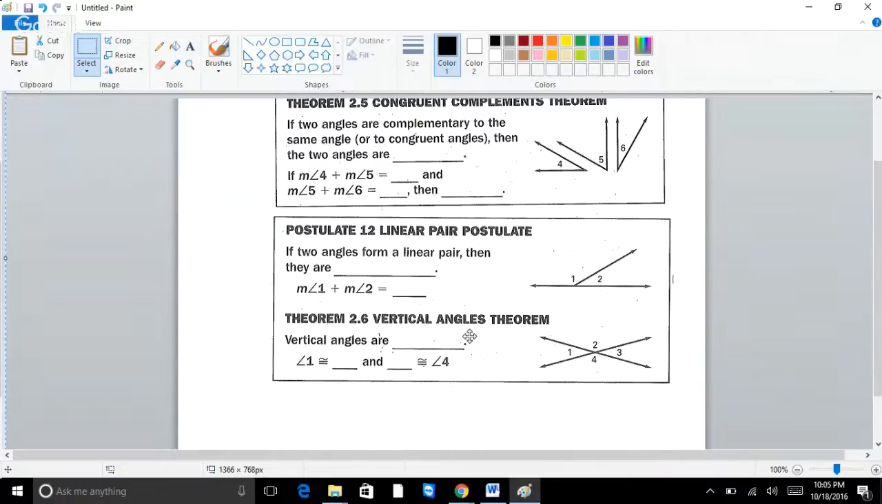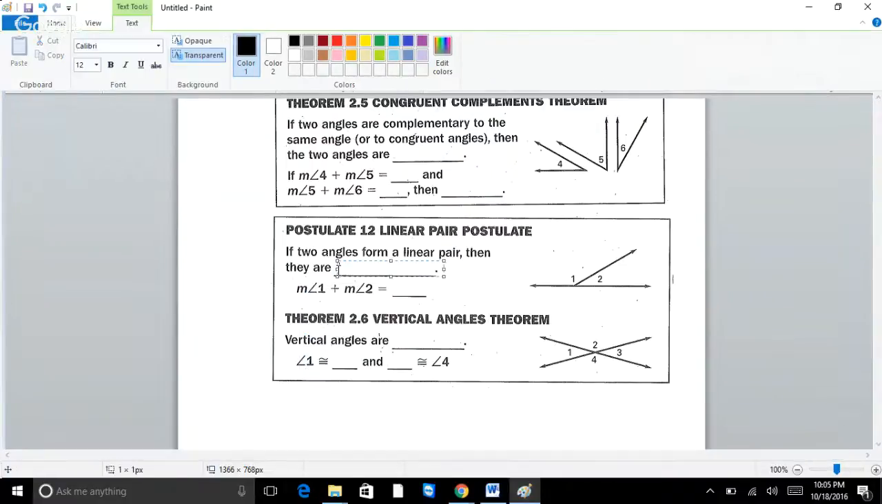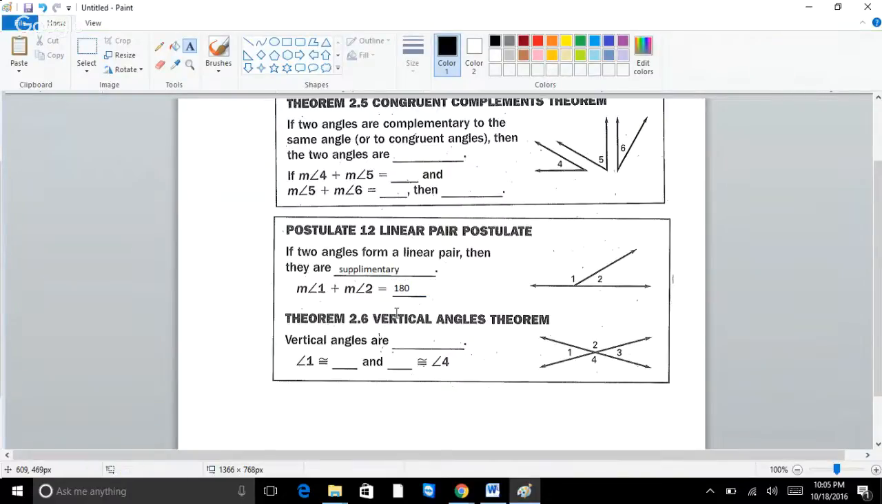Okay, so if 2 angles form a linear pair, so these form a linear pair, then we can say that they are supplementary. Is that all spelled right? Okay, and that means if they're supplementary that the measure of angle 1 plus the measure of angle 2 is 180 degrees. So that's just kind of stating our definition of supplementary angles in terms of linear pair.